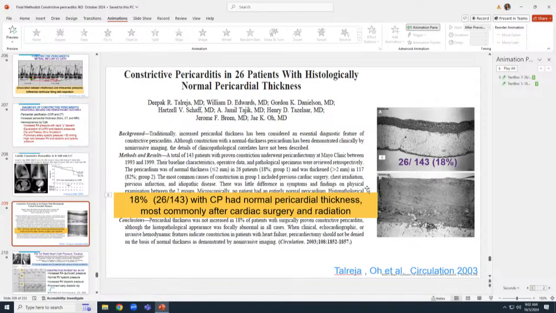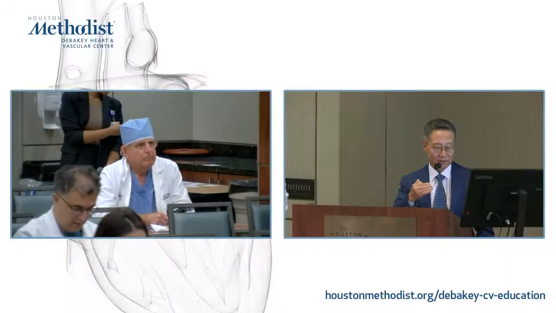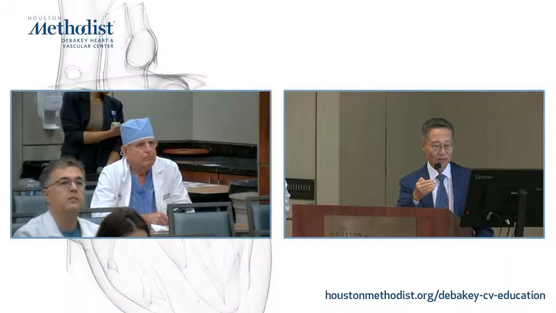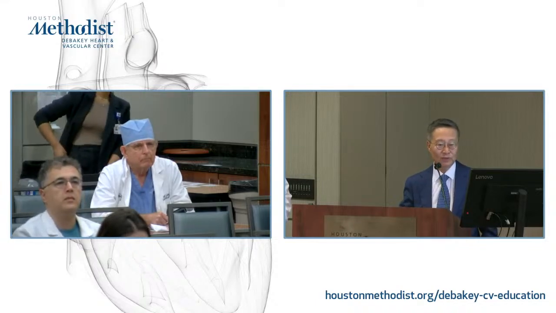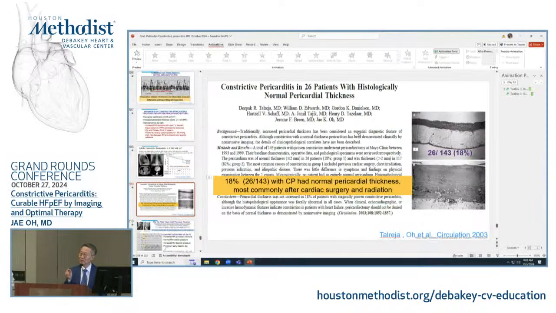They do CT, and the pericardial layer is normal, and then our surgical colleagues are a little reluctant to operate. But based on our diagnosis on hemodynamics, we did the surgical procedure, and actually 18% of them have normal pericardial thickness in constrictive pericarditis. Especially the post-surgical patients and the radiation patients, their pericardial thickness is not as thick as in patients with pericarditis or some other rheumatological disease. Those have thick pericardial layers, but patients with cardiac surgery and radiation have relatively normal pericardial thickness.